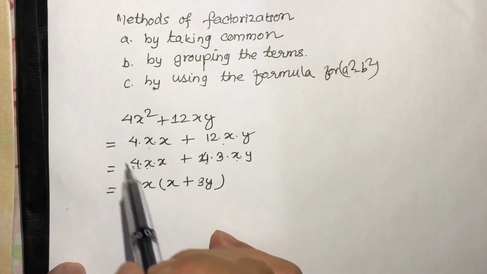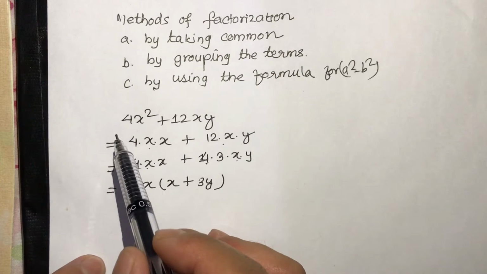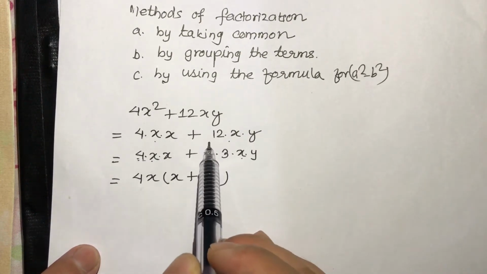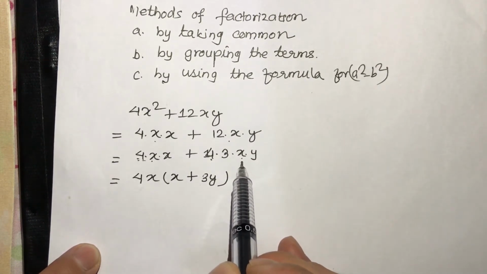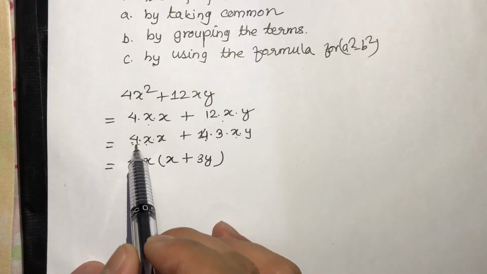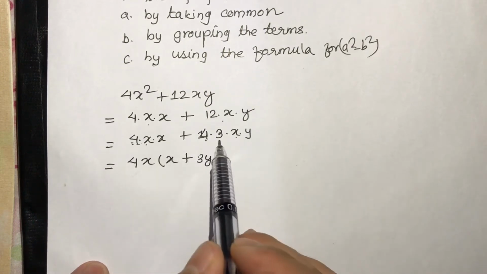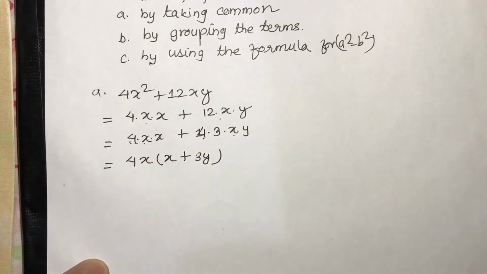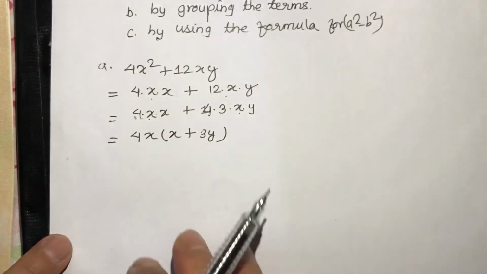So at first, while you are factorizing any algebraic expression, you have to check whether they have common factors or not. If they have common, what are the commons? After getting the commons, we take common from both of the terms, and this way we do factorizing by taking common.